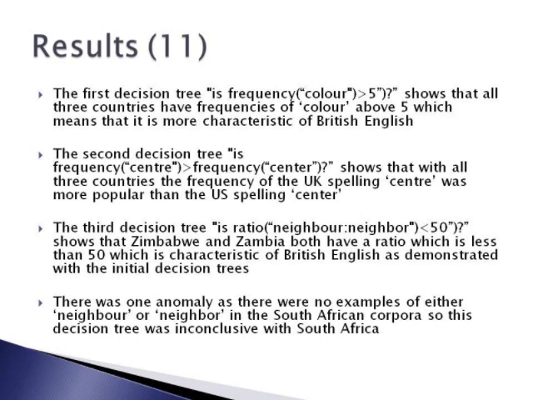The third decision tree, is the ratio of English neighbour to American neighbour less than 50, shows that Zimbabwe and Zambia both have a ratio which is less than 50, which is characteristic of British English. There was one anomaly, as there were no examples of either English neighbour or American neighbour in the South African corpora, so this particular decision tree was inconclusive with South Africa.